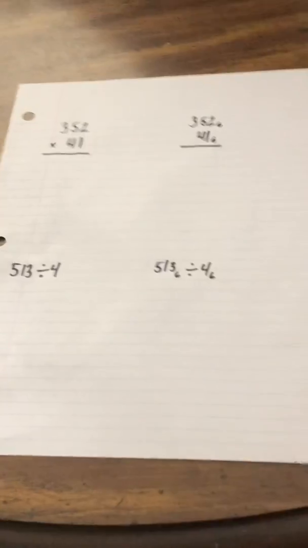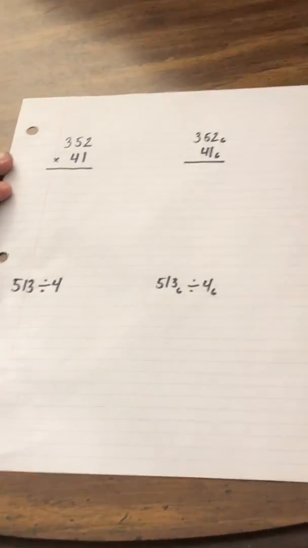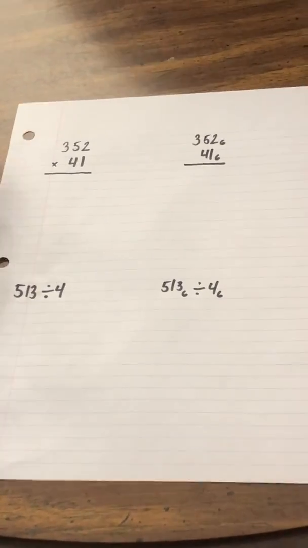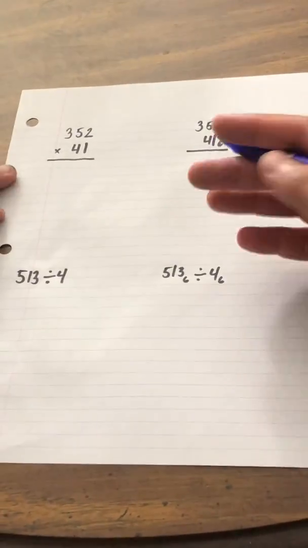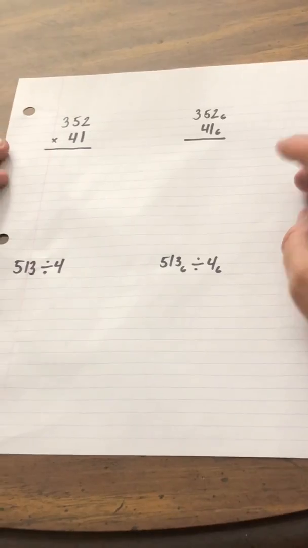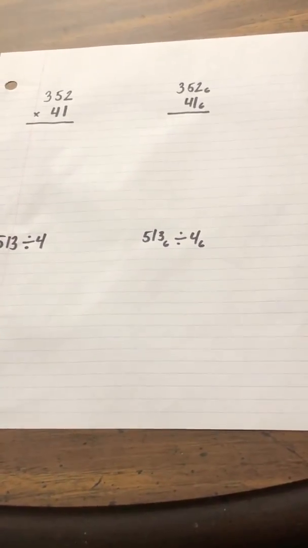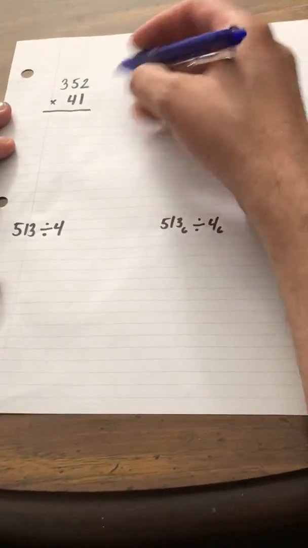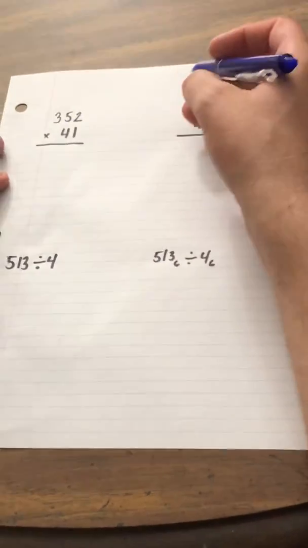So today what we're going to try to look at, if this cat doesn't get in the way, is multiplying in base 6. And also dividing in base 6. Now, typically we multiply and divide in base 10. So for here, I want to give you an example of multiplying in base 10.